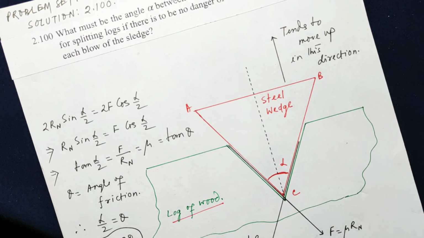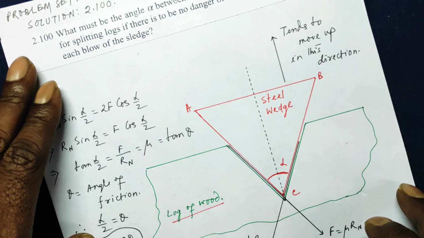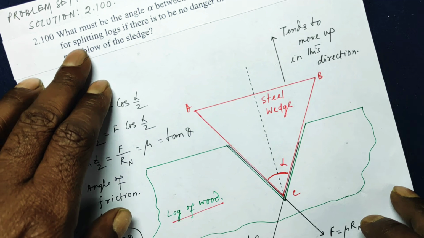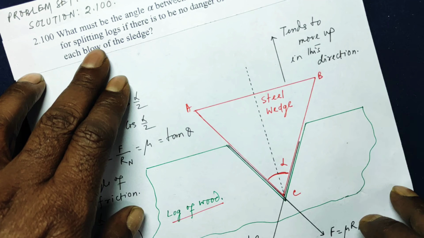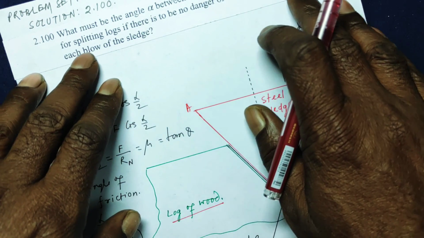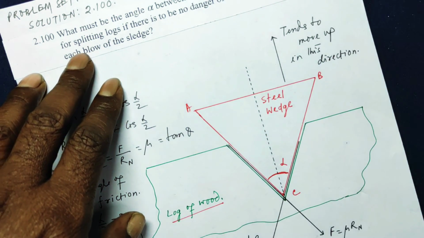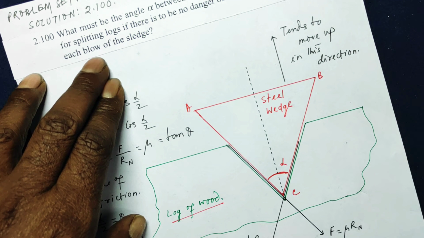Now we have to find out that angle alpha, for splitting logs, if there is to be no danger of the wedge slipping out after each blow of the sledge.